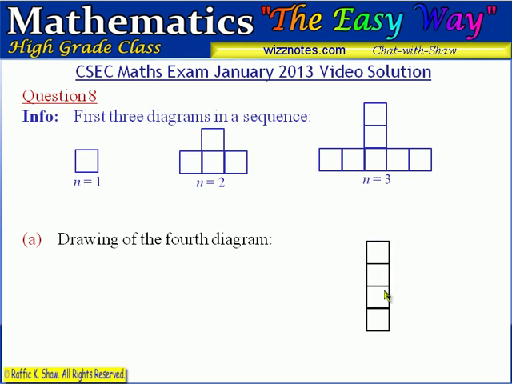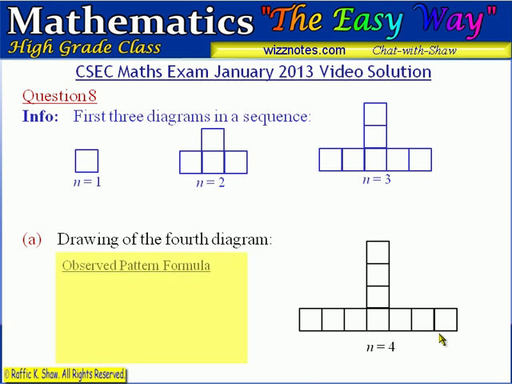First I'll put the 4 for the fourth diagram. I'll put the 4 up the middle, and then I'll put 3 squares on one side here and 3 on the other side here. This is it, 3 on that side, 3 on the right, and so that is the fourth diagram in the pattern. Based on our observation, it would be good if we can come up with a pattern formula before we proceed to the next part of the question.